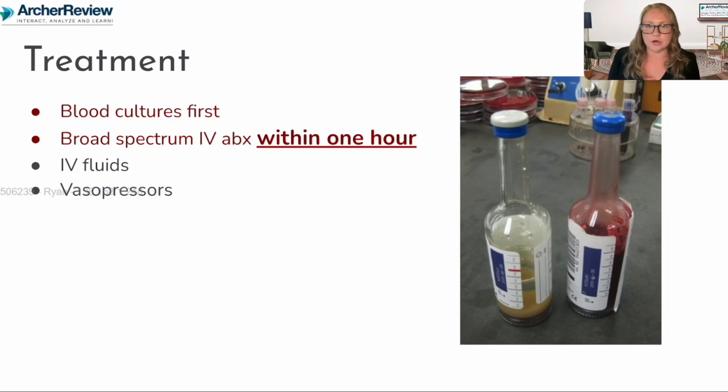Now, let me be clear. You do not wait for the blood culture to come back to start those antibiotics. No. We're starting those IV antibiotics within 1 hour as our goal. Really, within 30 minutes is even better. The faster they get those antibiotics in, the better chance they have. So I just have to draw that blood culture and then I can immediately hook up my antibiotics.